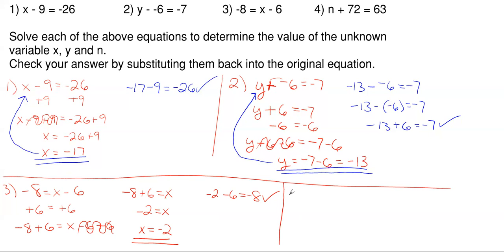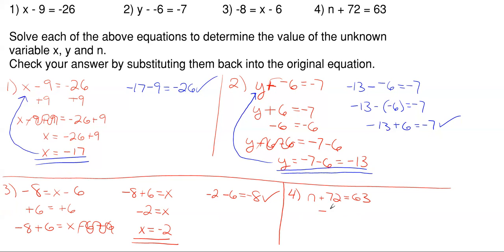All right, one more to go. And this time we actually have a variable of n. And once again, this is just to show you that it does not matter what the variable is, what letter it represents. You treat all these problems exactly the same manner. So this time we have n plus 72 is equal to 63. So we're going to isolate n on the left side of the equation.